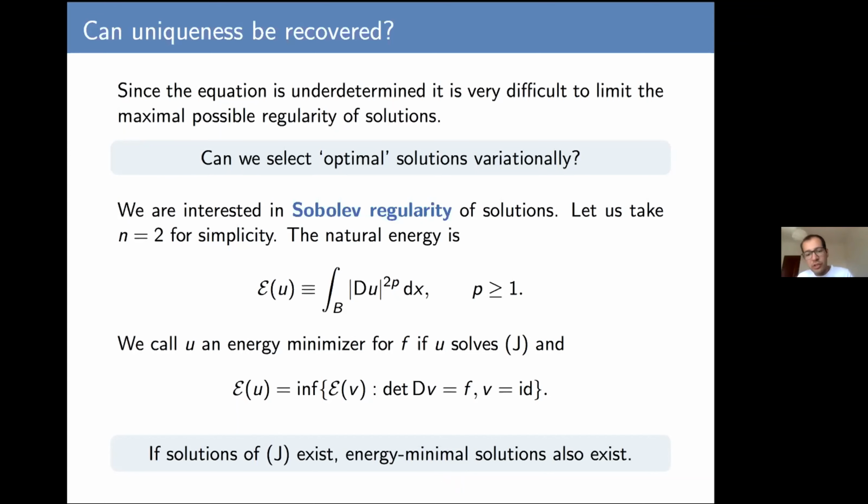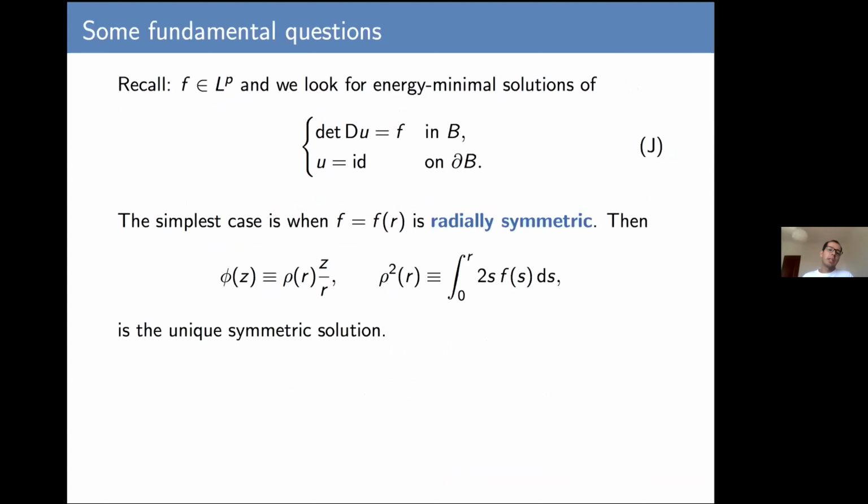So now the question is, are these minimizers actually better, right? Let me recap quickly the setup. I'm going to take some data f in L^p, and I'm going to look for energy minimal solutions of this PDE. Of course, the simplest case is when the data has some symmetry. So let's say that I have some radially symmetric data, so it only depends on the modulus of points. And then I can consider a symmetric solution which solves the problem. This is called radial stretching in the literature. It takes this form. It stretches things radially according to rho, and then z over r just keeps the direction fixed. So it's just stretching outwards according to rho.